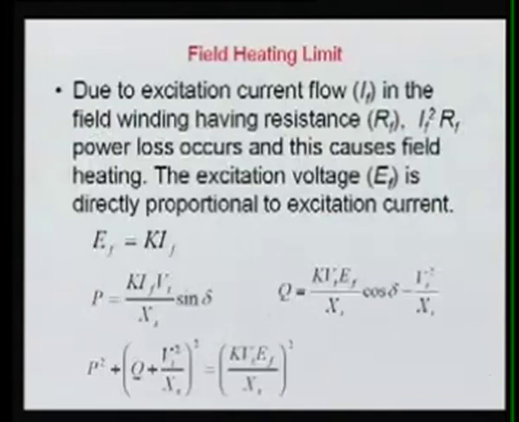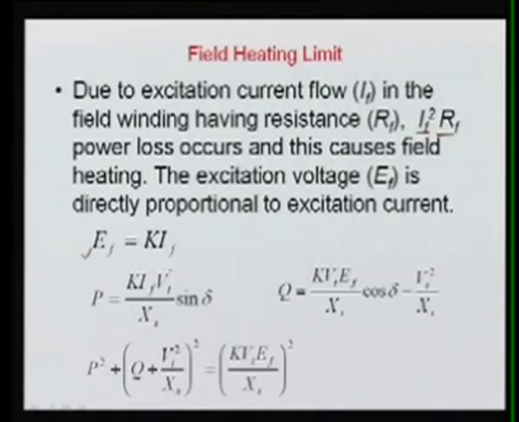Now, let us see the field heating limit. Due to the excitation current If flowing in the field winding having resistance Rf, the I squared of the field current multiplied by the field resistance, power loss occurs, and this causes field heating. The excitation voltage Ef is directly proportional to the excitation current. So, we can write Ef equals K times the field current.